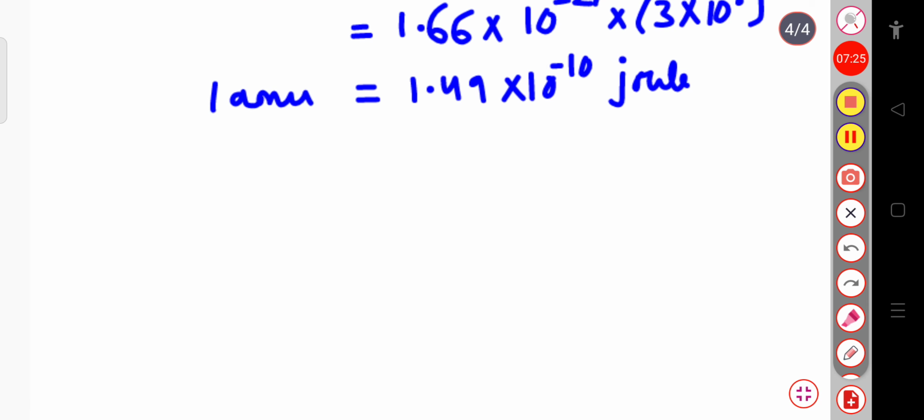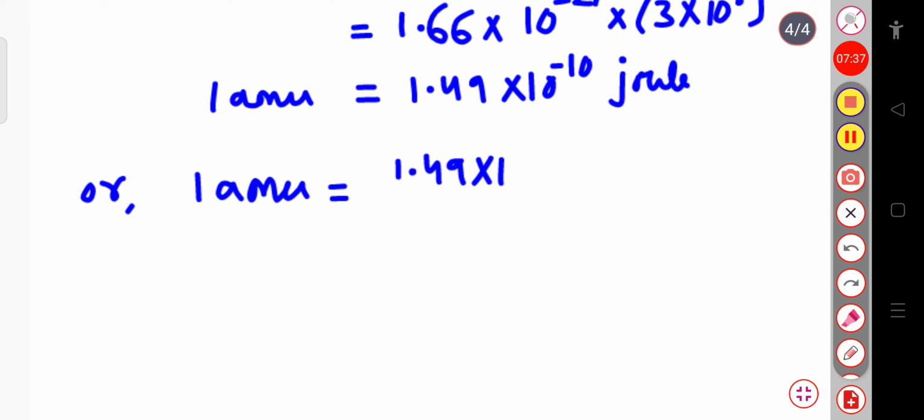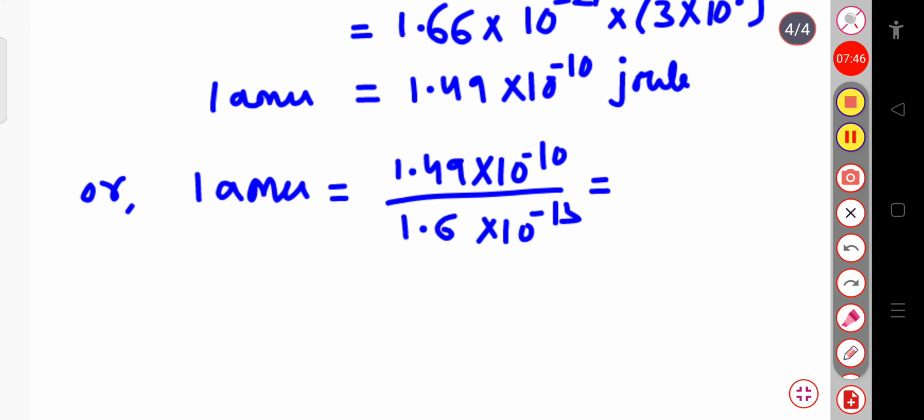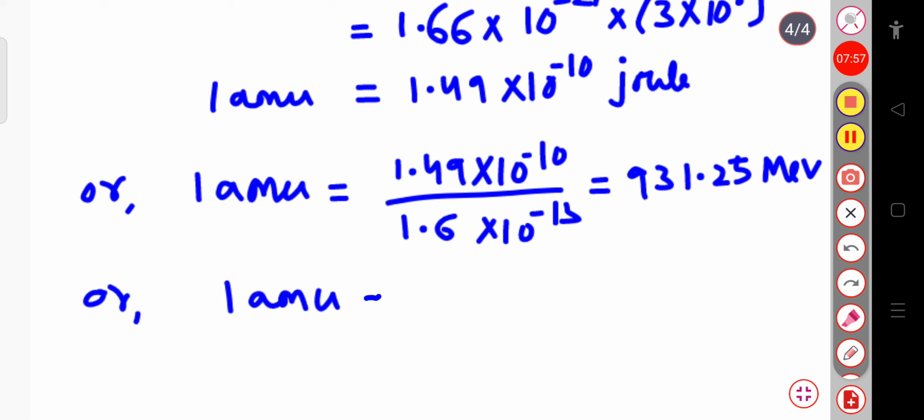And similarly, if I convert this to MeV, 1 atomic mass unit can be written as 1.49 into 10 power minus 10 divided by 1.6 into 10 power minus 13. So it can basically be written as equal to 931.25 MeV, or 1 AMU is near about 931 MeV.